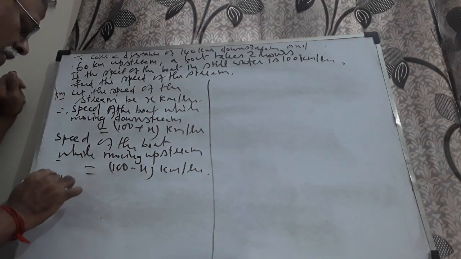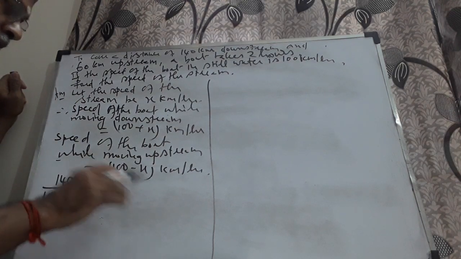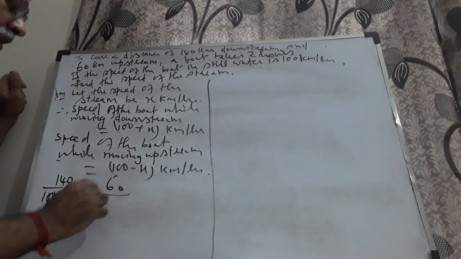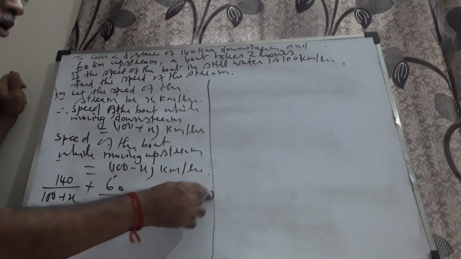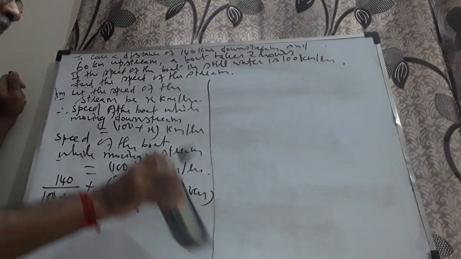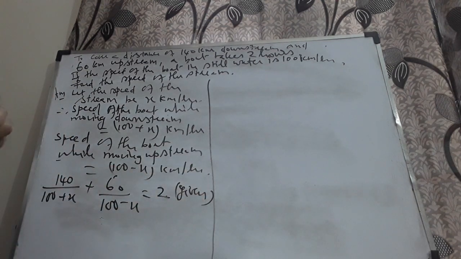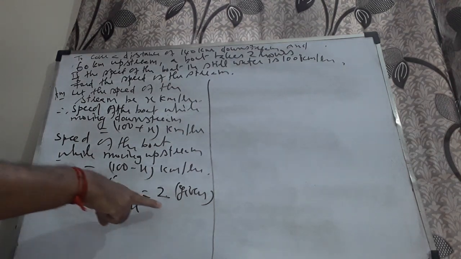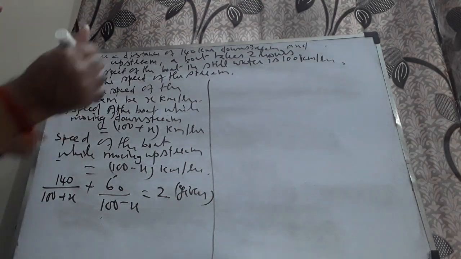Remember carefully. 140 divided by 100 plus x plus 60 divided by 100 minus x is equal to 2. You know very well distance by speed is nothing but time. To cover a distance of 140 kilometers downstream and 60 kilometers upstream, it will take 2 hours. Therefore, 140 by 100 plus x plus 60 by 100 minus x is equal to 2.